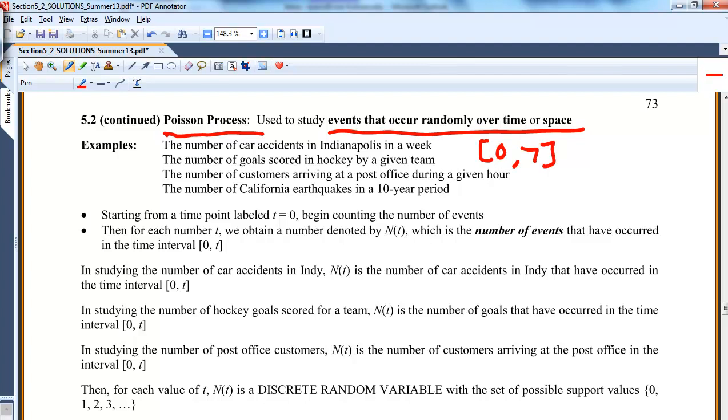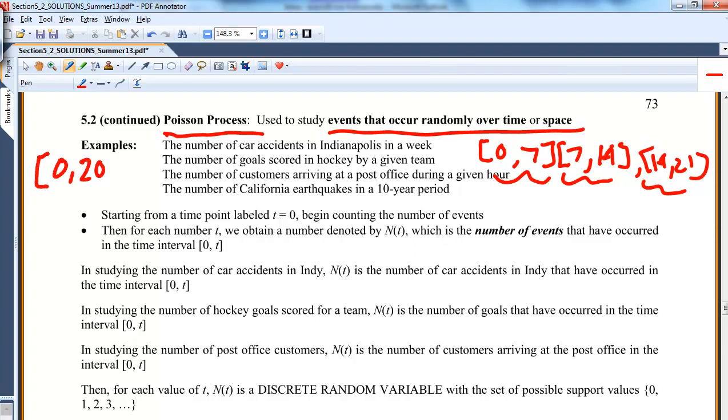Maybe you're on a 7-day time frame, so the next would be 7 to 14, and then the next would be 14 to 21. So you're just counting in each of these intervals how many accidents occurred. Another example is the number of goals scored by a given hockey team. If time is continuous, we're not going to cut it at a period. So a team in the first 0 to 20 minutes, how many goals they have, or 20 to 40 minutes, how many goals, 40 to 60 minutes.